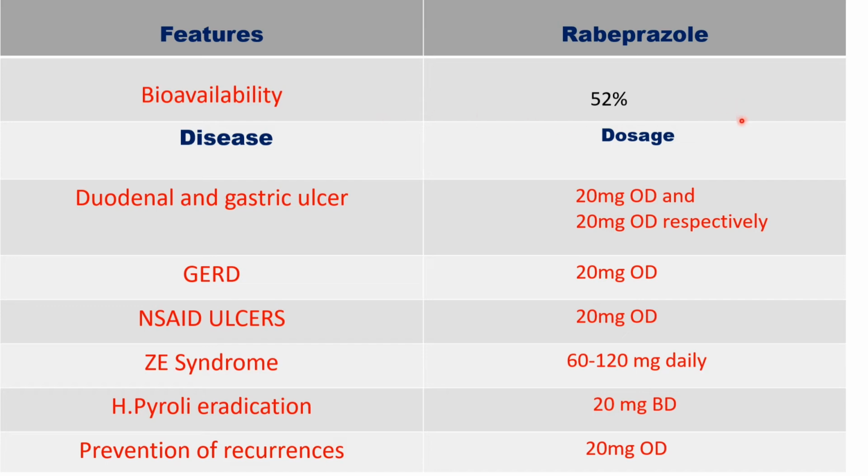Rabeprazole bioavailability is 52%. For duodenal and gastric ulcers, 20 mg OD is preferred. For GERD, 20 mg. For NSAID ulcers, 20 mg OD. For Zollinger-Ellison syndrome, 60 to 120 mg daily. For H. pylori eradication, 20 mg BD. For prevention of recurrences, 20 mg OD. Doses are taken based upon the condition. Proton pump inhibitors are selected based upon the patient's diseased conditions.